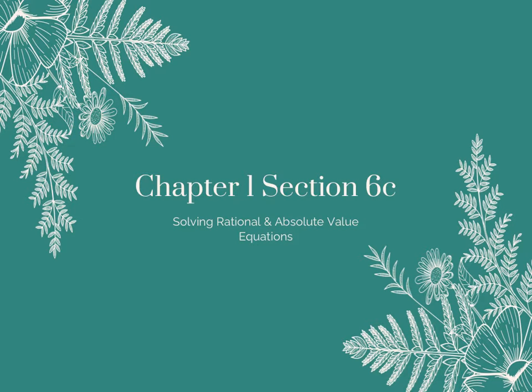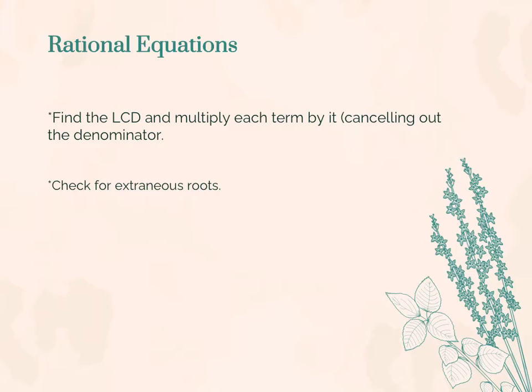All right, so 1-6C is solving rational and absolute value equations. Like I said, this is mostly a review, which is the good thing. It's nowhere near as complicated as 1-6B, okay? So in the first part, we start with the rational equations. These are the ones that have fractions, okay? Most of the time they have fractions that have variables in the denominator.